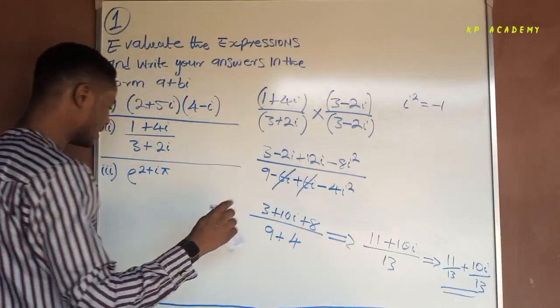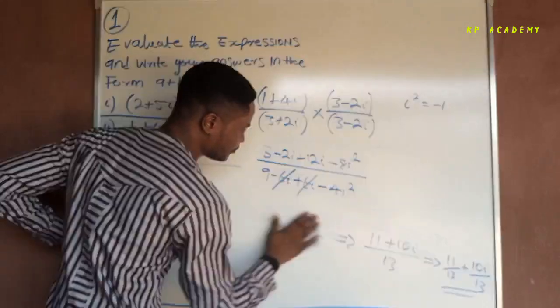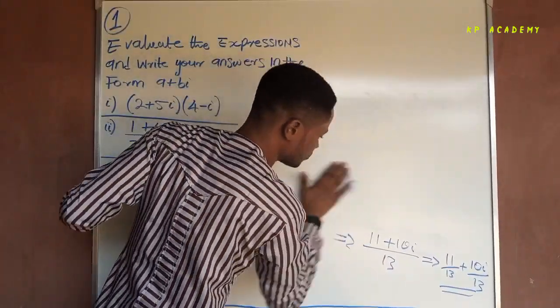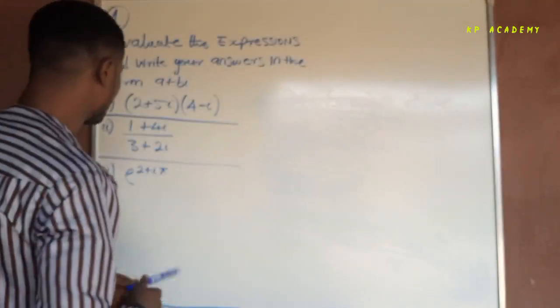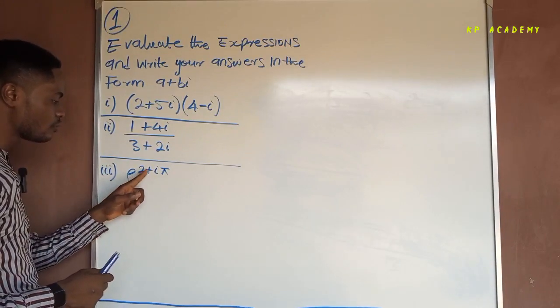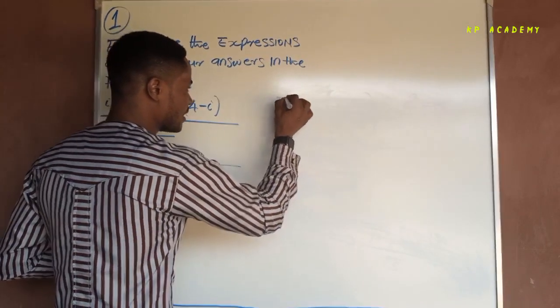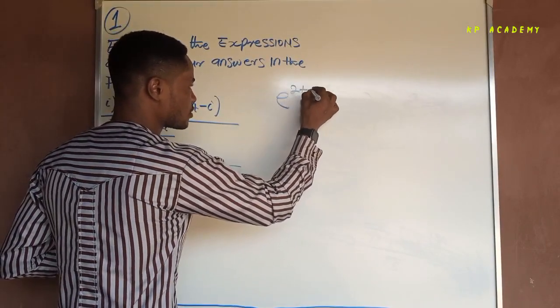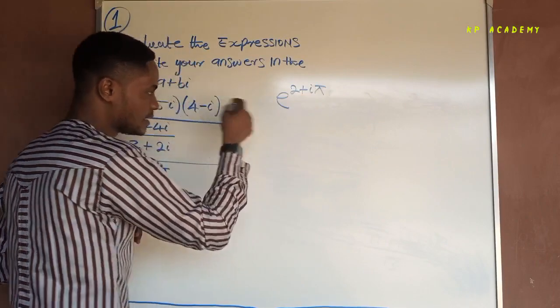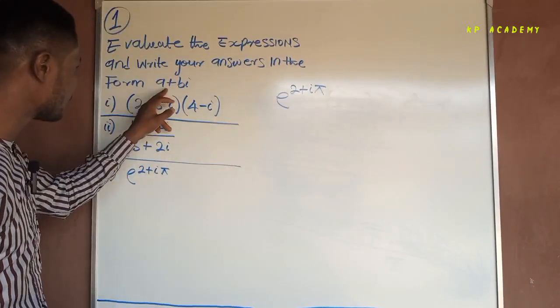Okay, so let me quickly clean it and tackle the last one. So we move over to the next part of this series. Okay, so for the final one, which says exponential 2 plus i pi. Okay, let me just put it up here. Exponential 2 plus i pi. This is what we have. So we are asked to evaluate this complex number in the form of a plus bi.